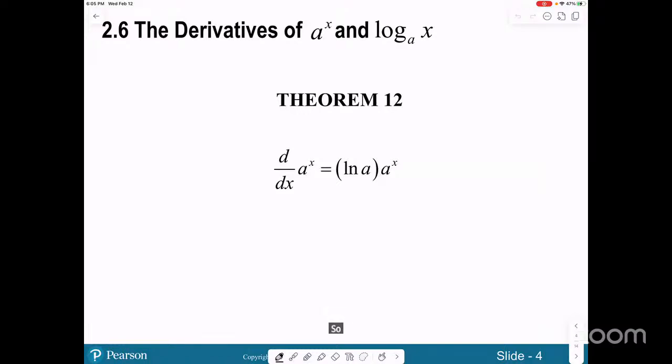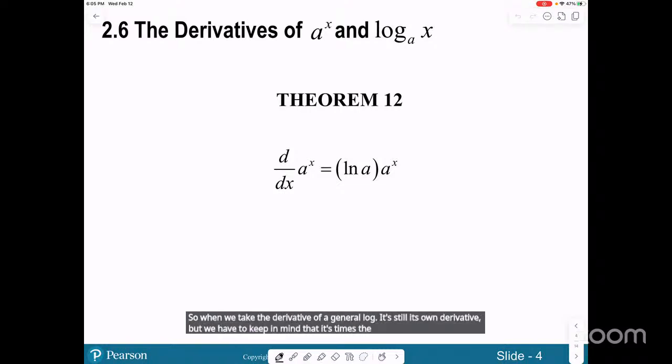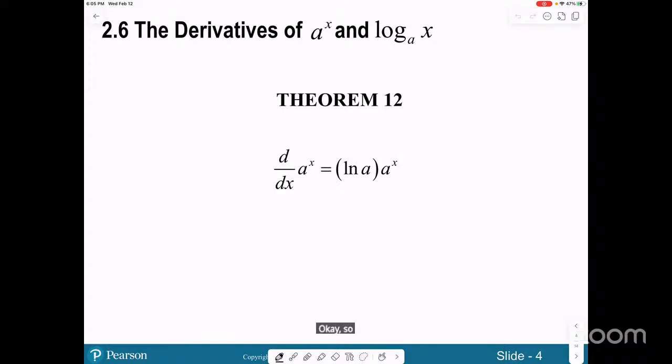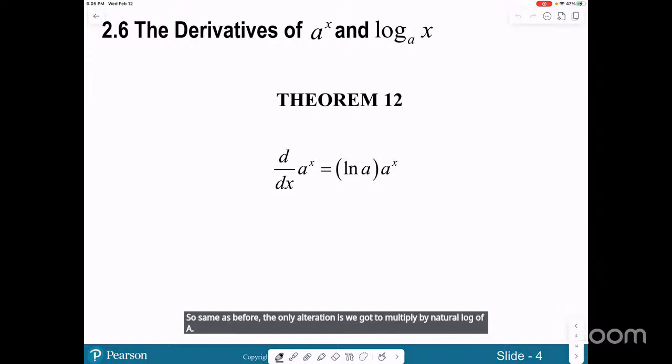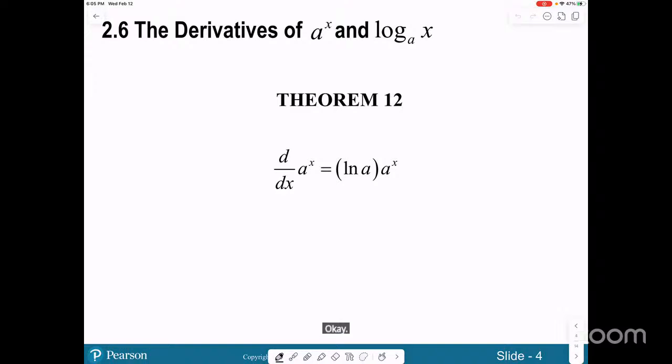So when we take the derivative of a general exponential, it's still its own derivative, but we have to keep in mind that it's times the natural log of a. Okay. So same as before, the only alteration is we have to multiply by the natural log of a.